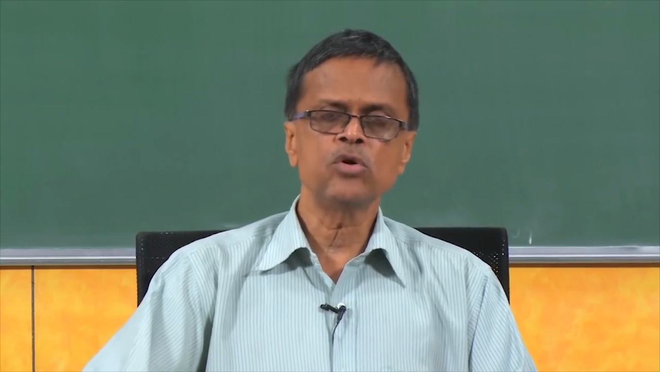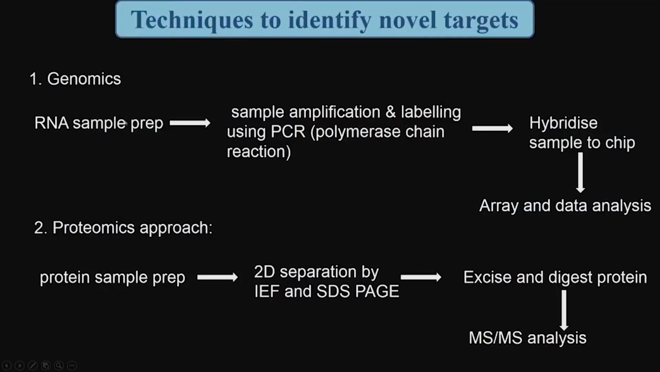In the past 15 to 20 years, a lot of these computational tools and new analytical tools have come into drug design. Okay. So, let us go into more detail on identifying novel targets using a genomic approach and a proteomic approach. So, what do we do in genomics? We take a sample of the RNA, then we run a PCR using labeling. PCR, you must have all studied, polymerase chain reaction, and then put the sample on a chip array and do data analysis. Whereas in a proteomics approach, we are looking at the proteins.